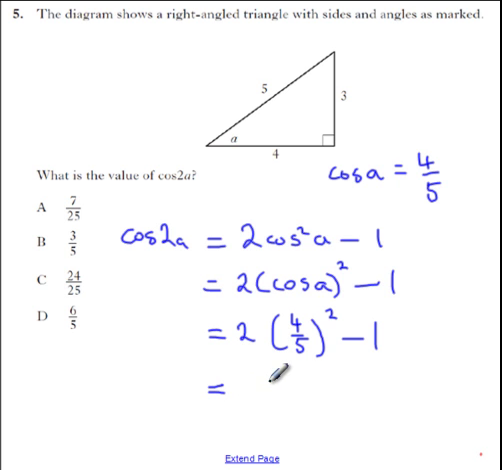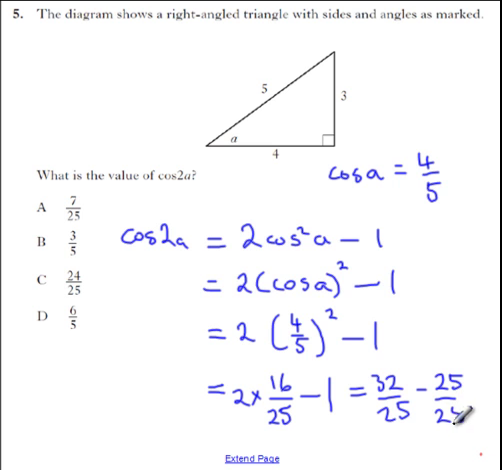Now 4 over 5 squared is 16, 4 squared over 5 squared, which is 25. So this is 2 times 16 over 25, take away 1. 2 times 16 over 25, we just times the top number, so that's 32 over 25. And 1 can be written as 25 over 25. Taking them away, 32 over 25 minus 25 over 25 is 7 over 25. And that's the exact value of cos 2a. So our answer is part A.